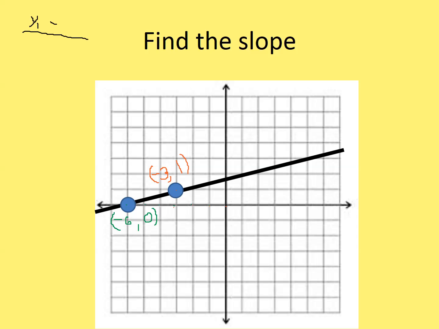So again, I'm going to do y1 minus y2 over x1 minus x2. So I'm going to draw my fraction, I'm going to put in my subtraction signs, and now I just have to keep close track of my x's and my y's.